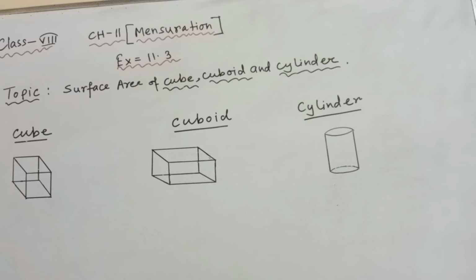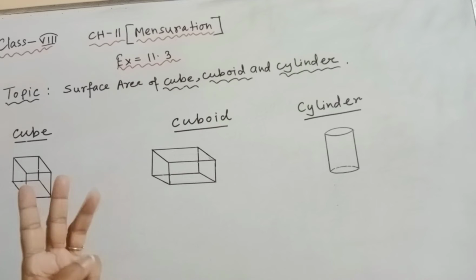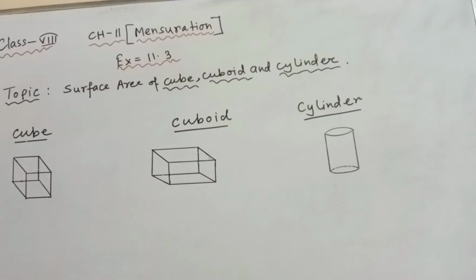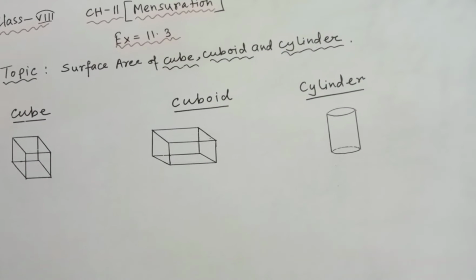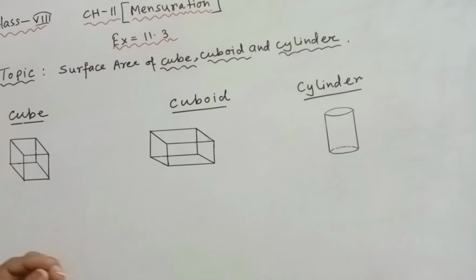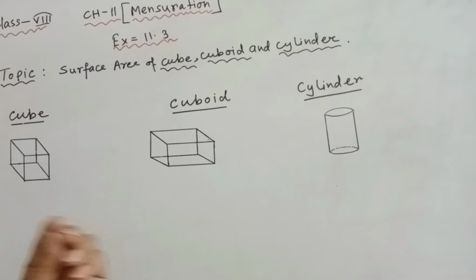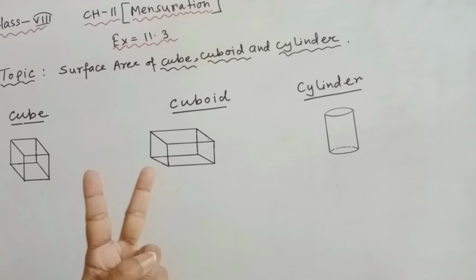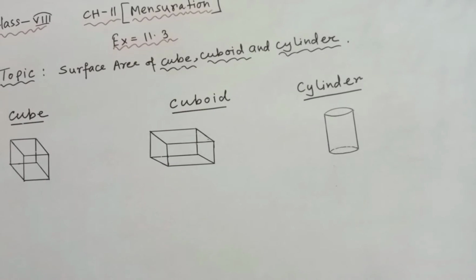What do you mean by three-dimensional figure? It has length, breadth and height. That means the dimensions are three: one is length, then breadth and height. In two dimensions, in the previous exercise, we discussed square, trapezium and rectangle. In these figures, we have only two dimensions, length and breadth.